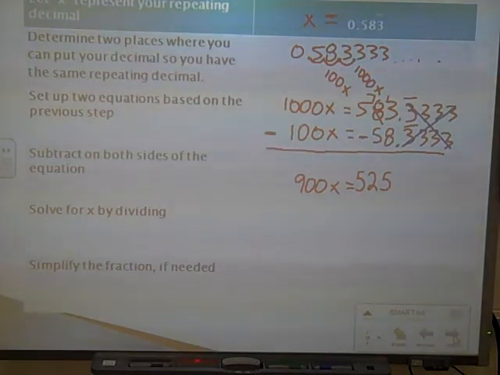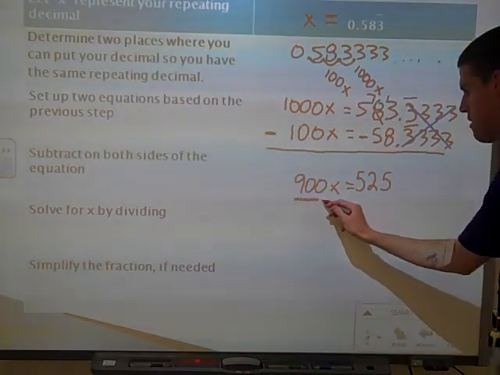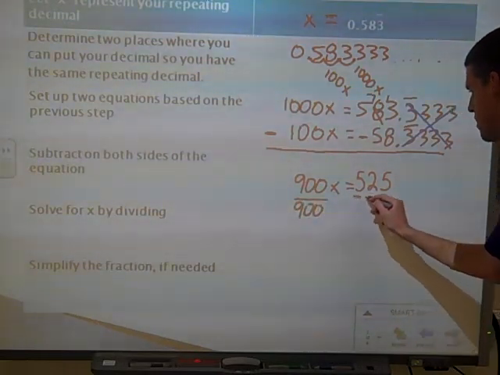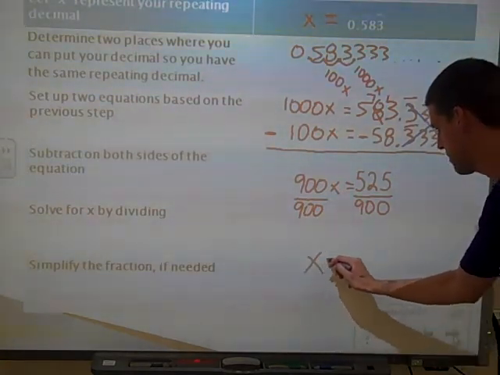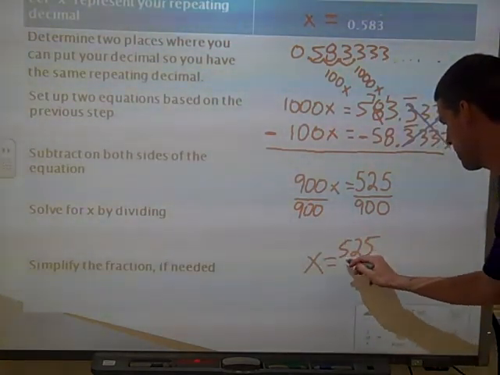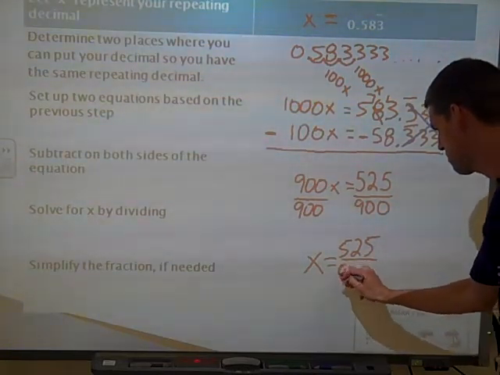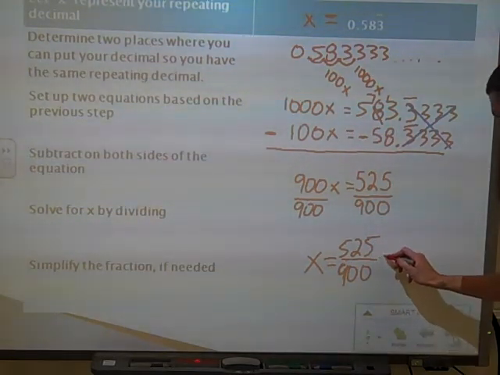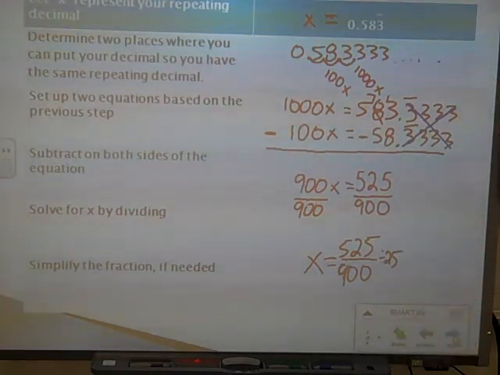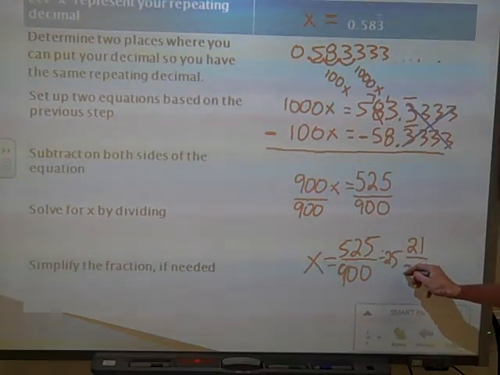My next step is going to be solving for x by dividing. So just like in my equations, I'm going to divide by 900 to get it out of the way. Okay. Which means that x is equal to 525 over 900. And then I'm going to go ahead and simplify my fraction as needed. So in order for me to simplify this fraction, I'm going to go ahead and divide by 25, both sides, the top and the bottom. 525 divided by 25 is 21. And then I also would go ahead and get here 36.